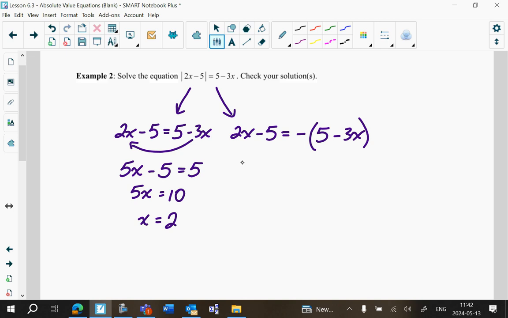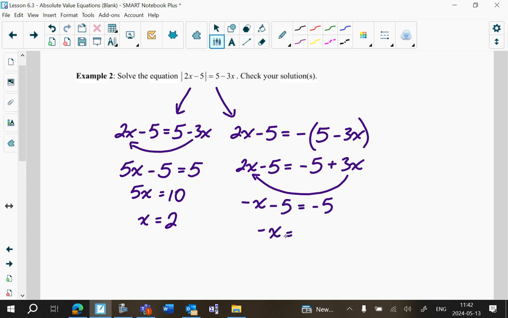This one, well, before we start pulling things over, we got to run the negative through the parentheses, change all the signs. Pull the 3x over by subtracting 3x, so I get -x minus 5 is equal to -5. Add 5 to both sides, so I get -x is equal to 0. Well, if -x is equal to 0, what's x equal to? 0 as well. You just divide both sides by -1.